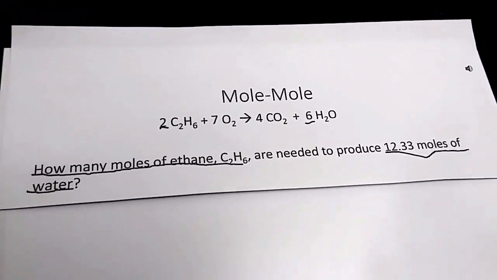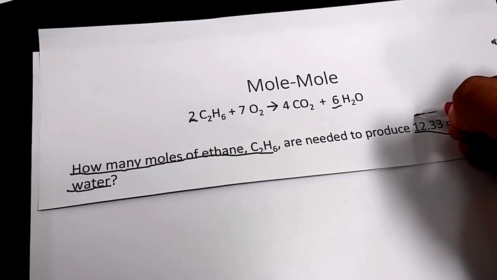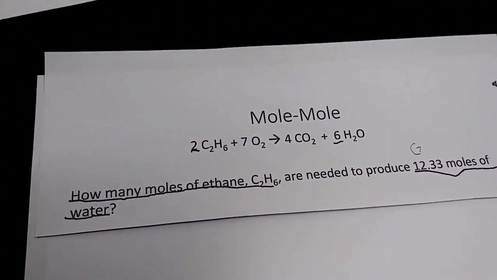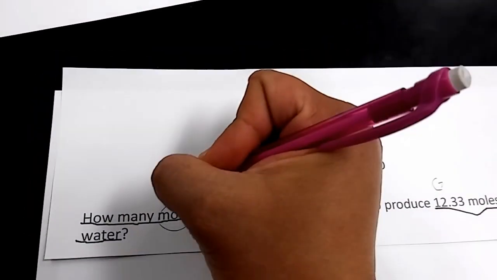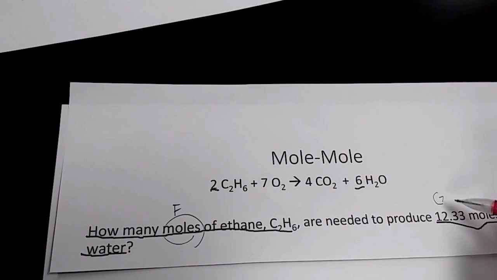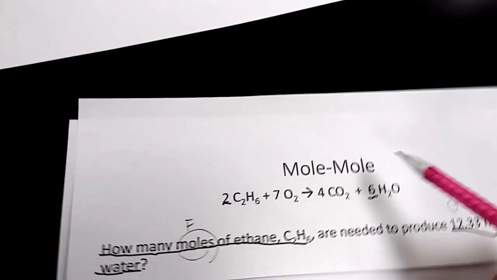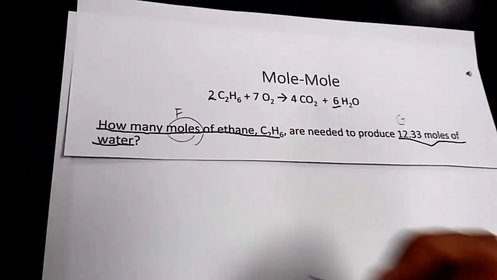So I guess the first question should be, how do I know it's a mole-to-mole problem? My given, which is right here, is moles. And then they want me to find moles again. So that's what they want me to find, and that's how I know that it's moles to moles, so a mole-to-mole problem.